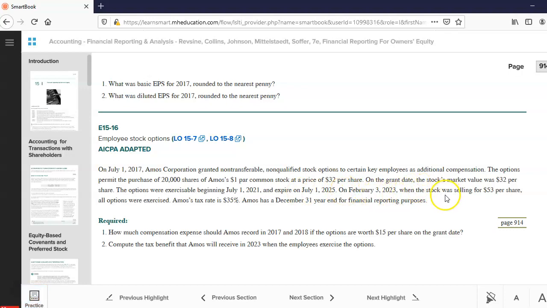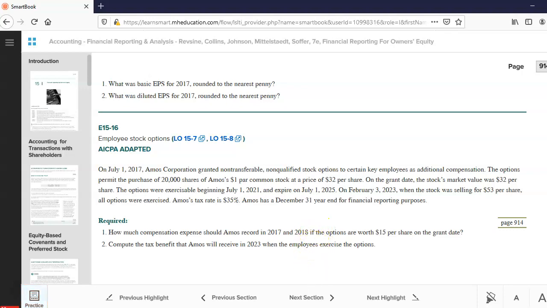On February of 23, the stock was selling for 53. All options were exercised. The tax rate's 35%. They had a December 31 year end for financial reporting purposes. Required: how much compensation expense should Amos record in 17 and 18 if the options are worth $15 per share on the grant date? Compute the tax benefit that Amos will receive in 23 when the employees exercise the options.